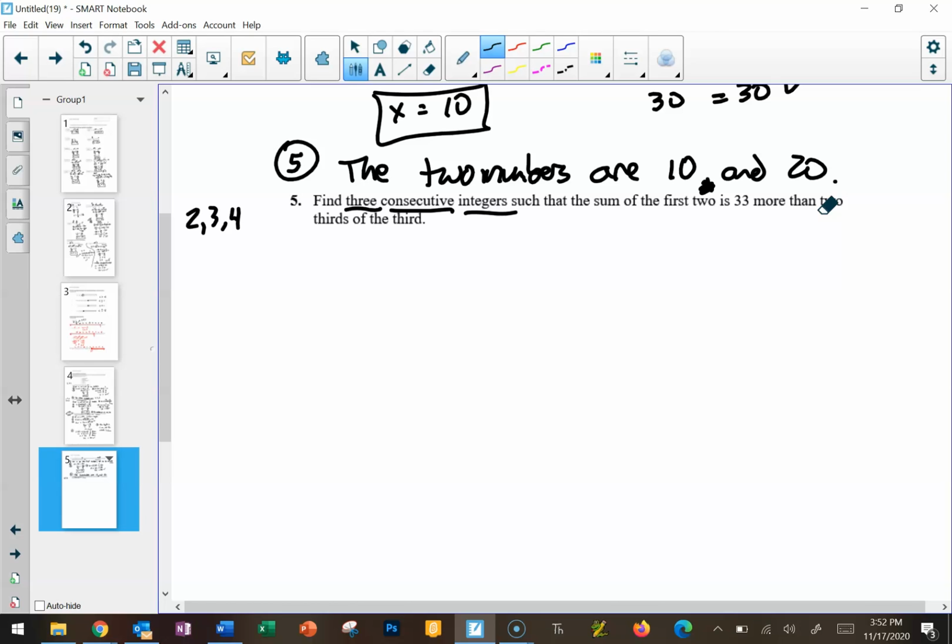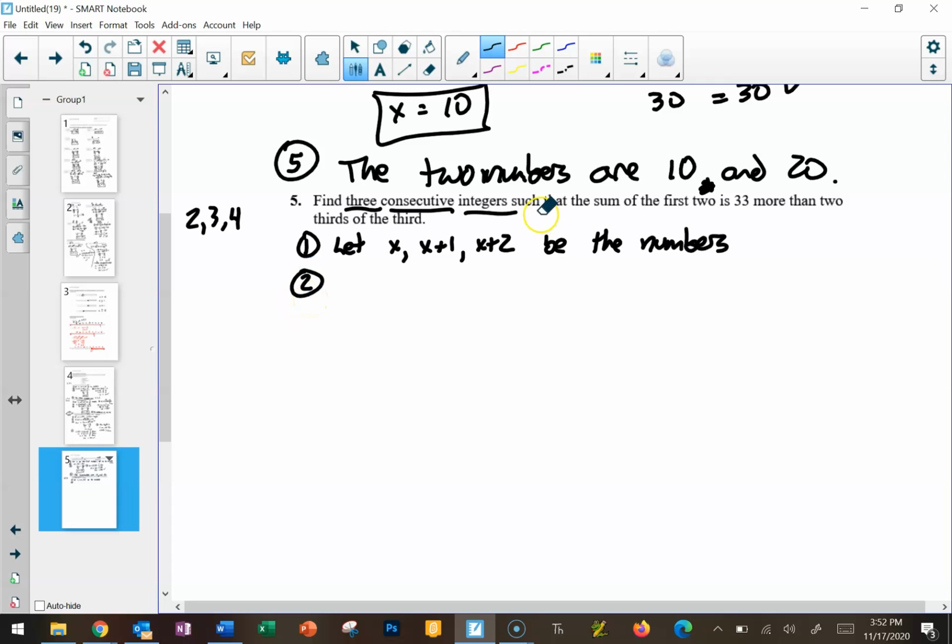If they're consecutive integers, we know something, okay? So let x, and then if they're consecutive integers, they got to be x, x plus 1, and x plus 2, be the numbers. So we don't know what those are yet, but we know that they got to be consecutive, so it's going to have to be x, x plus 1, and x plus 2. Okay, now this might be a little bit tougher here.